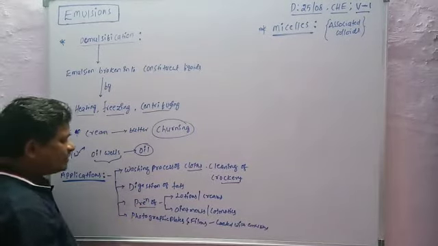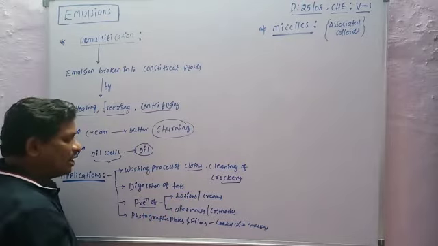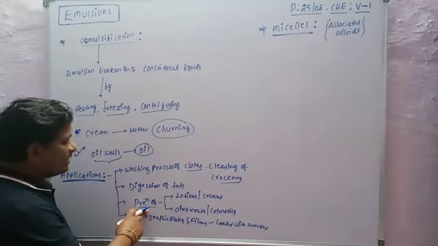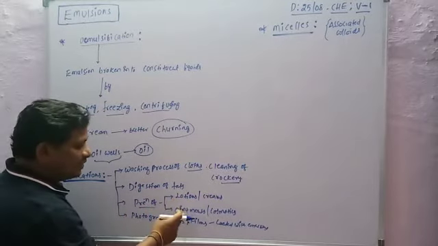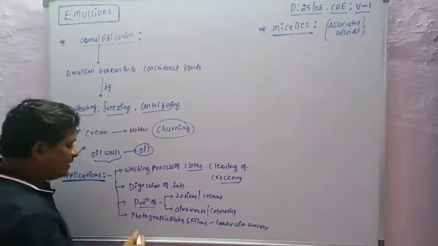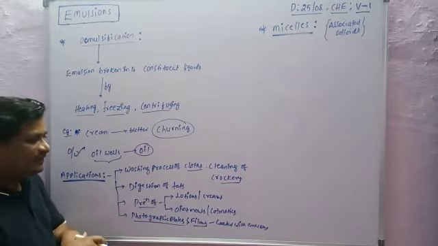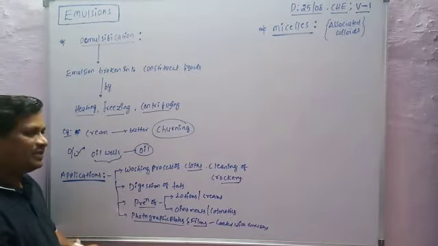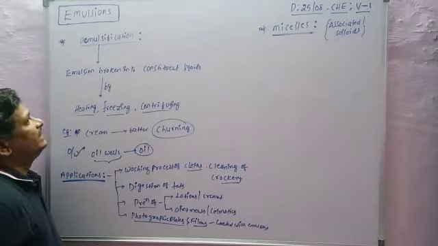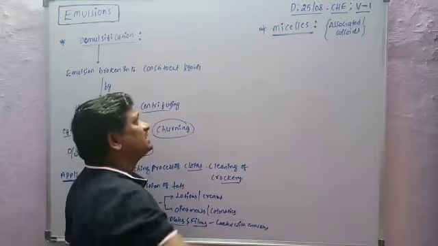Next, emulsions are used in the preparation of lotions, creams, ointments, and also cosmetics. Next, photographic plates and photographic films are coated with emulsion. This emulsion absorbs the picture.